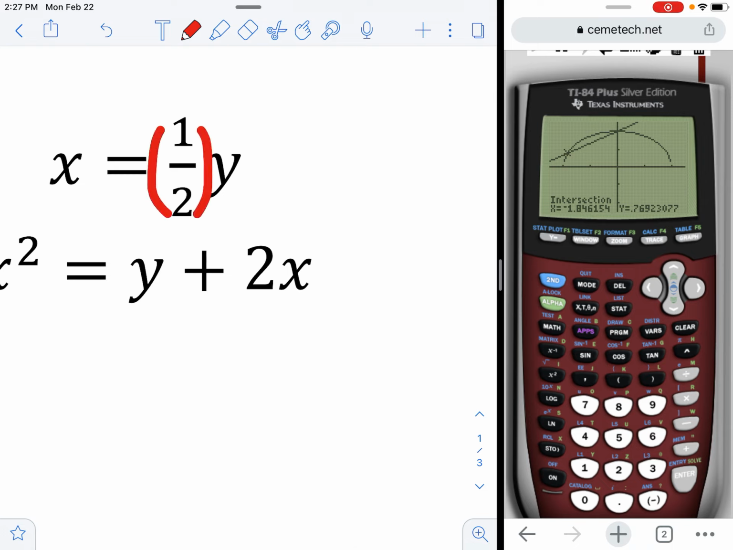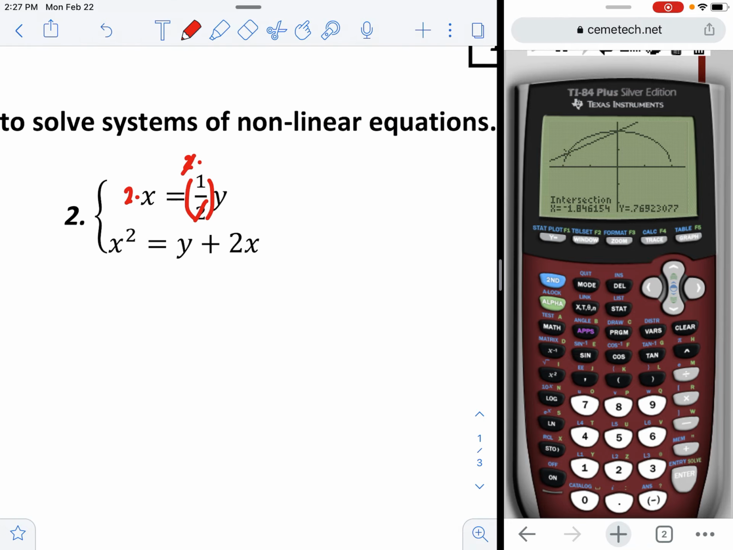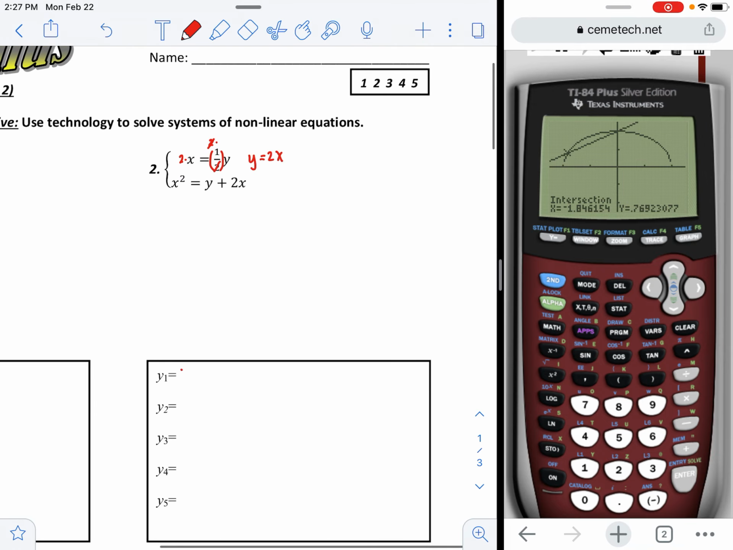All right, here's our next set of equations. Remember, it has to be solved for y. This first equation is not solved for y, so to get y by itself, I can get rid of the 1/2 by multiplying both sides by 2. So times 2, times 2, that'll cancel. That'll be y equals 2x. So in y1, I'm going to put y equals 2x. This needs to be solved for y, so to get y by itself, I'm going to subtract 2x from both sides, and I get y equals x squared minus 2x.